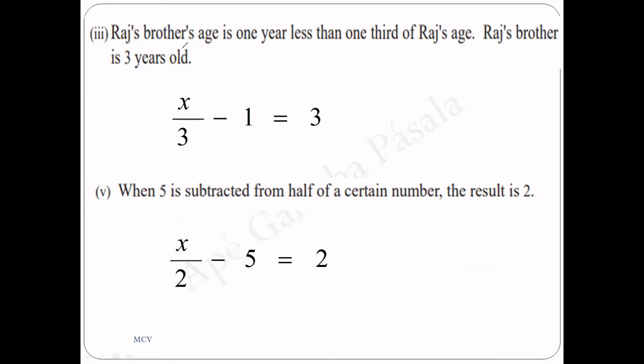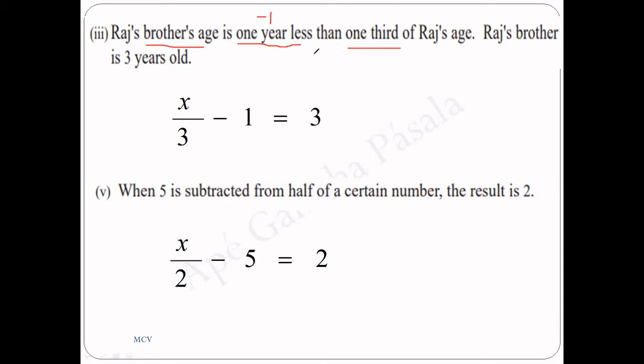See this one. Raj's brother's age is 1 year less than 1/3 of Raj's age. 1 year less means you have to subtract 1. Then 1/3 of Raj's age.